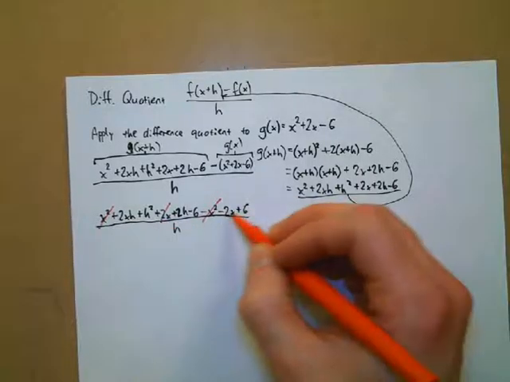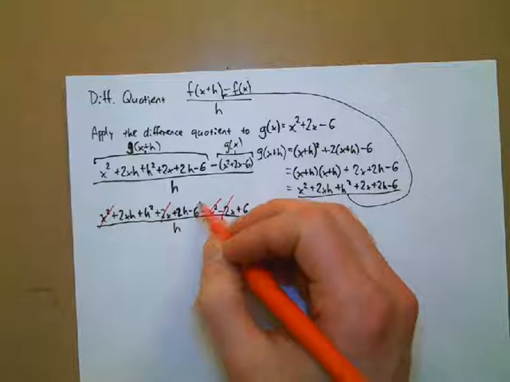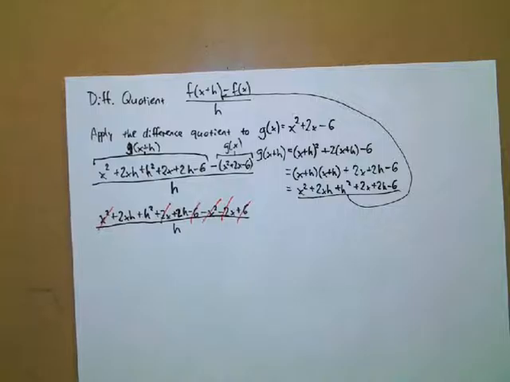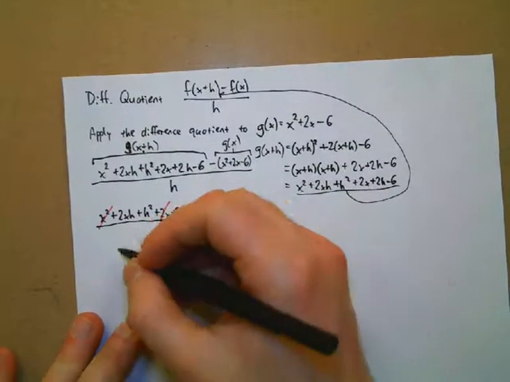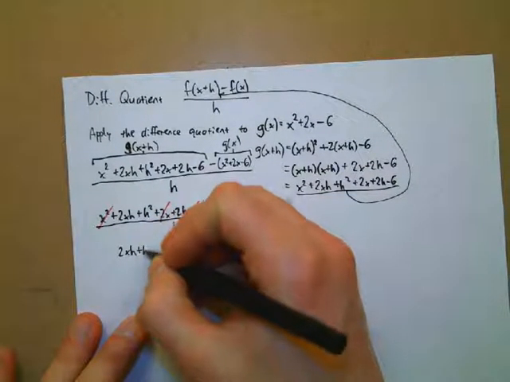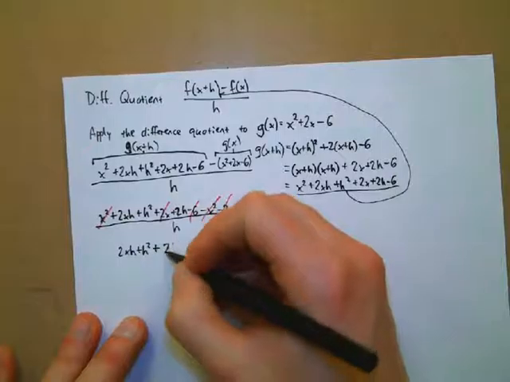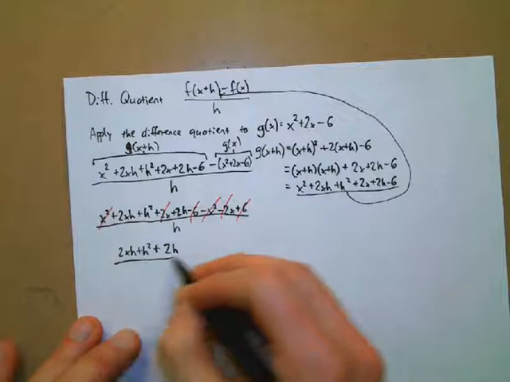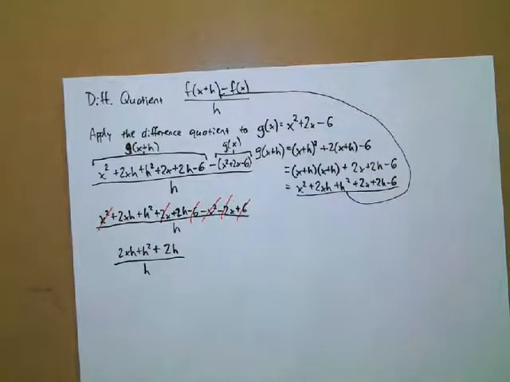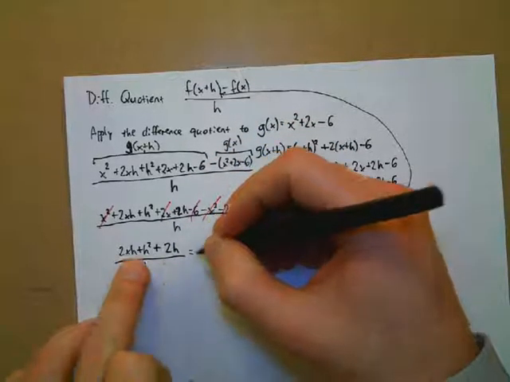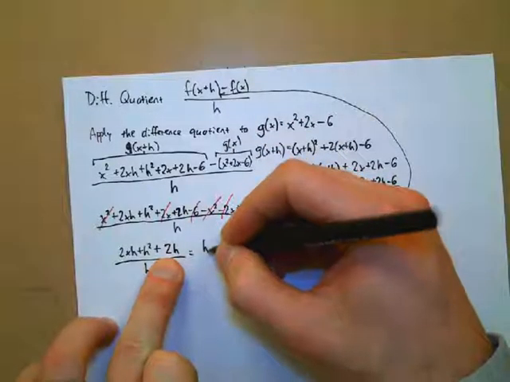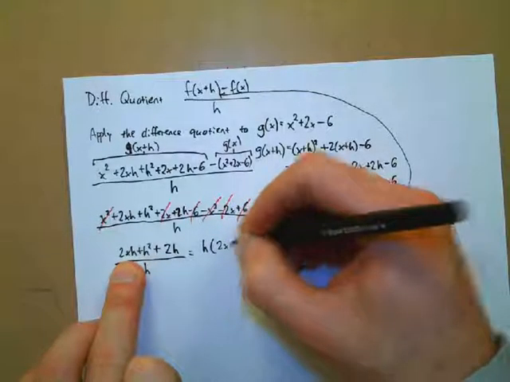Can we simplify any further? Yes. If we factor an h out of the numerator, each one of the terms has at least an h. So we'll factor the h out, leaving behind a 2x from here, an h from here, a 2 from here, all over that h. And then those h's can cancel. And whew, we're finally left with 2x plus h plus 2. And that's as far as we can go. Fun, fun, fun.